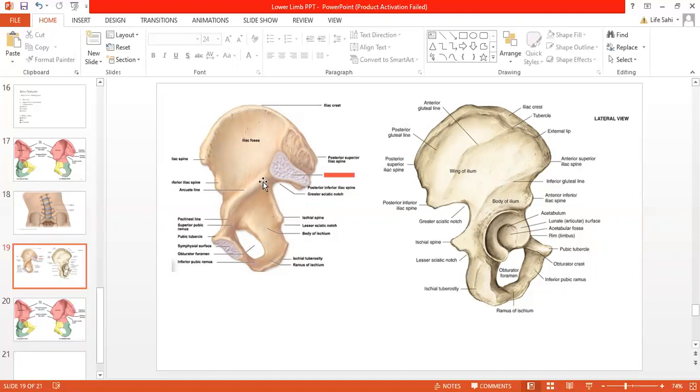The medial border is the one that is present on the inner or pelvic surface of the ilium and separates the iliac fossa from the sacro-pelvic surface of the ilium. So this is the medial border, extending till the iliopubic eminence.